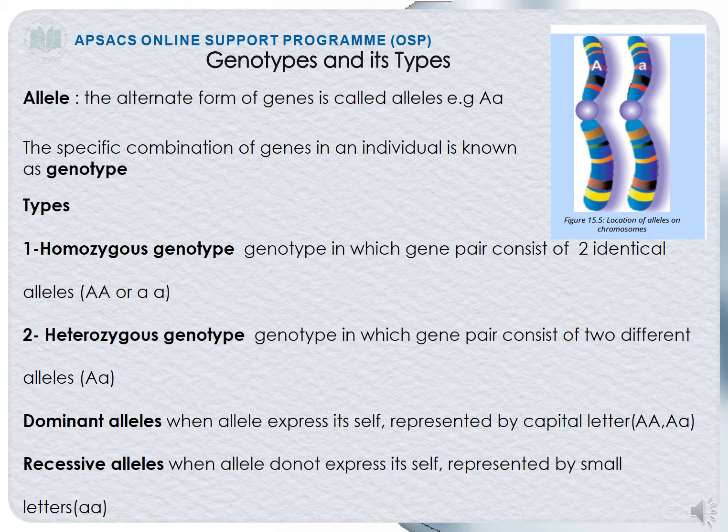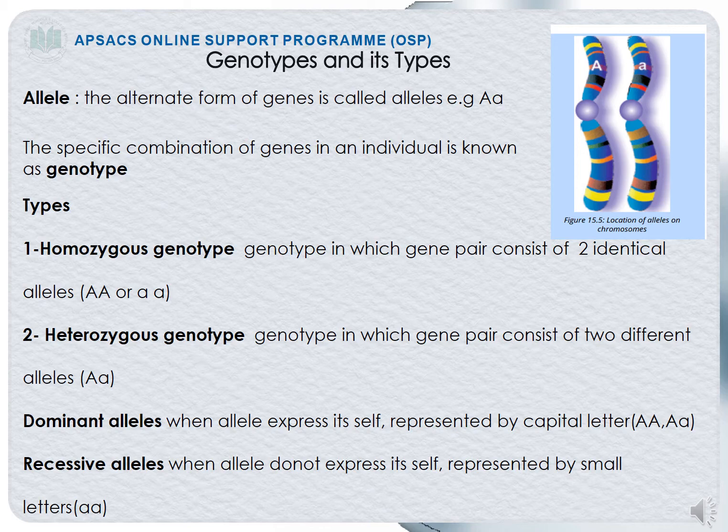So now we can say that the gene has different alternate forms, and these alternate forms are present on the homologous chromosomes. So here we come to the definition of the allele: the alternate form of the gene is called the allele. As a whole, this pair is known as a genotype, but individually it is known as an allele. For example, capital A and small a are alleles of one another, but they are present on the homologous chromosomes.